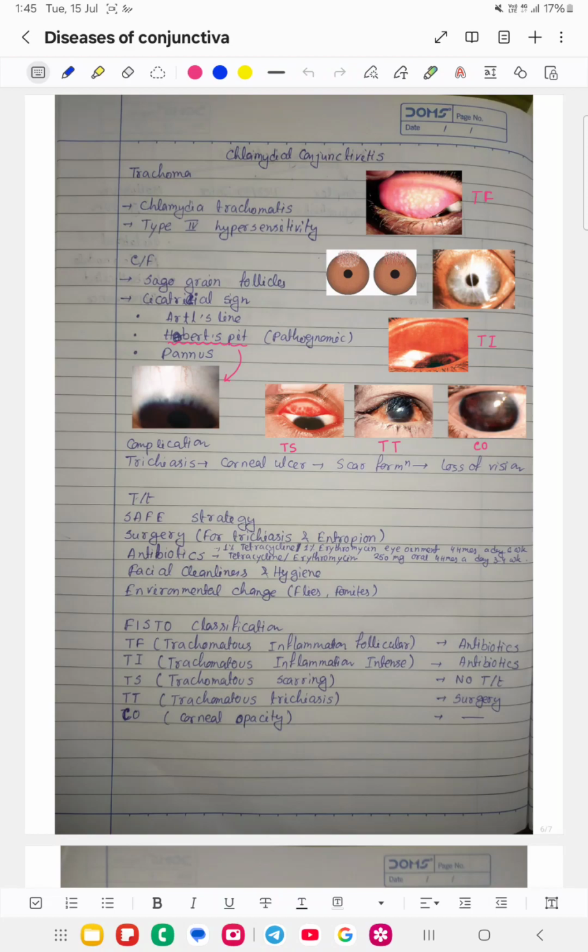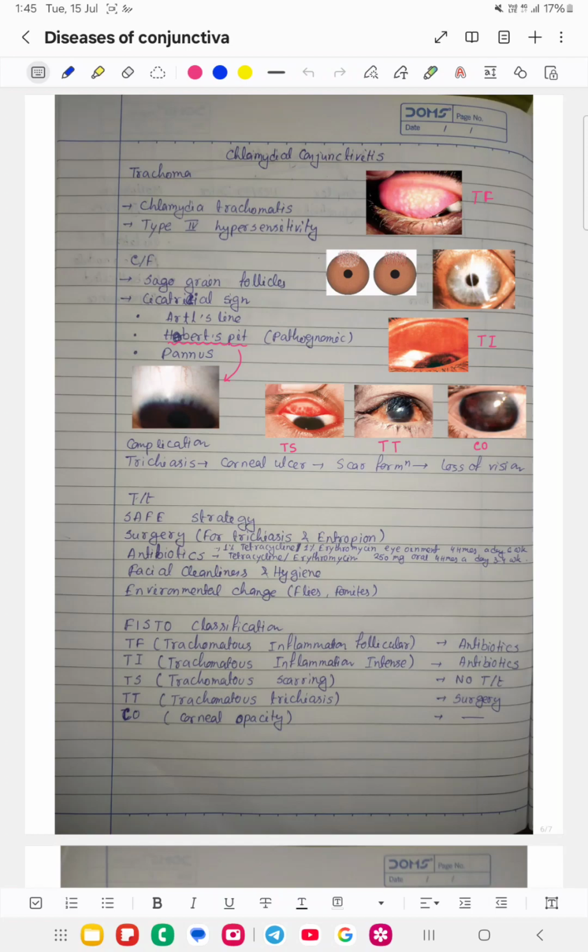Now what can be the complications? Trichiasis, which ultimately leads to corneal ulcer. That means whenever the eyelashes are bent inward, they can injure the cornea and ultimately lead to formation of a corneal ulcer. That will lead to scar formation, and ultimately can lead to loss of vision.